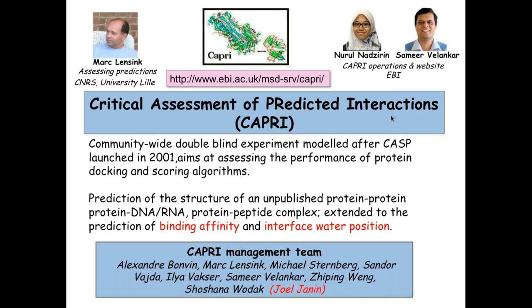It is about the prediction of the structure of an unpublished protein-protein complex, or protein-DNA or RNA complex. Depending on the number of components, you can have two or more components, and also protein-peptide complexes. It has also occasionally been extended to the prediction of binding affinity and interface water prediction, as well as, I'll show you, the prediction of just interfaces.